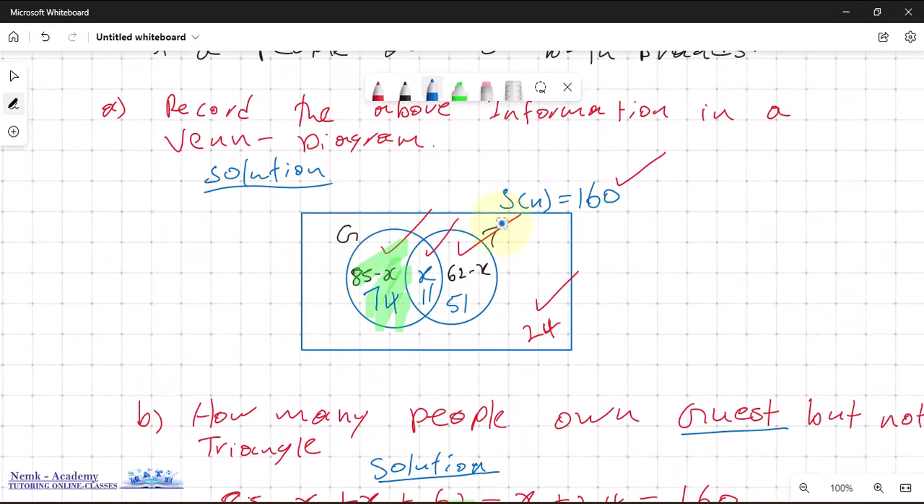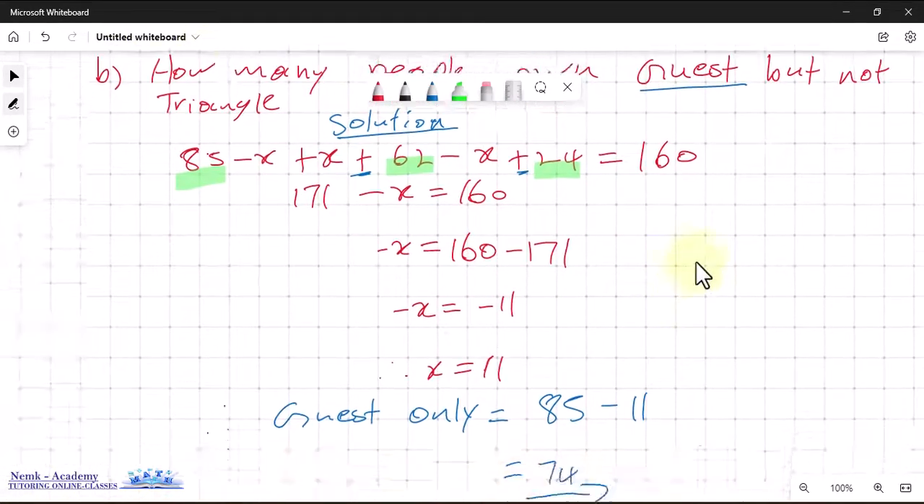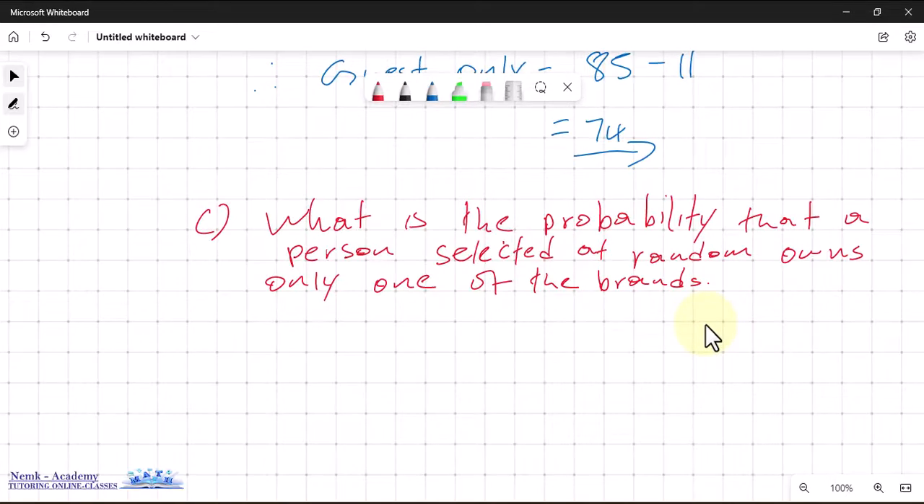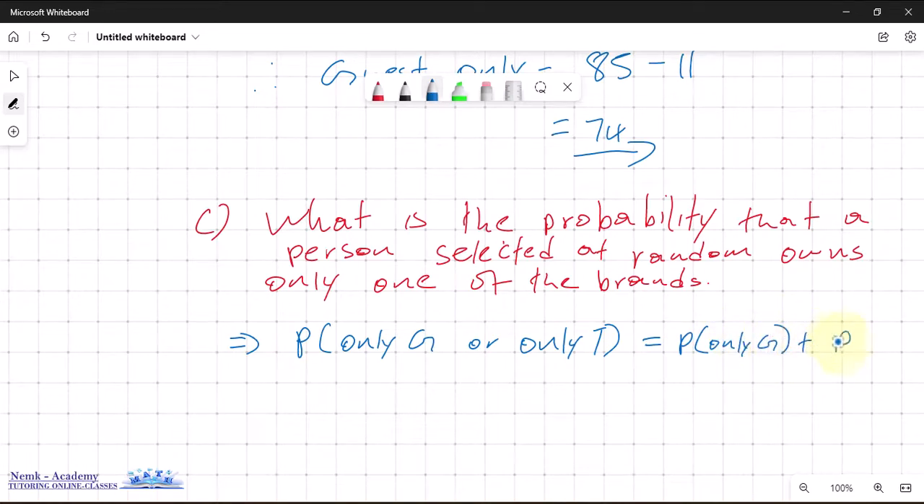Do you see that? So it means we're going to take these two, the probability of Guess only, and then we add it to the probability of Triangle only, because we're not looking for those who own Triangle and Guess. We're looking for those who own only one of the brands. Very straightforward. Let's go. This is how we're going to answer this. We're going to say probability of only G, which is Guess, or only T, which is Triangle, and that's equal to probability of only G plus probability of only T.